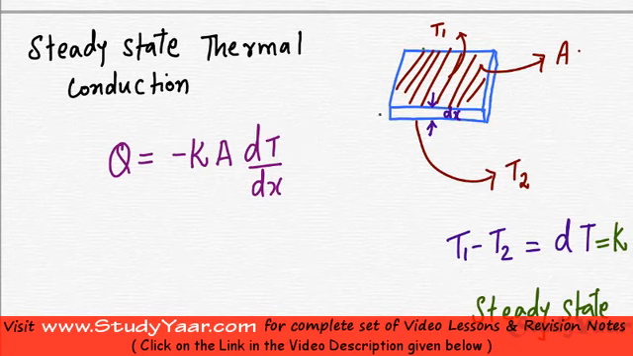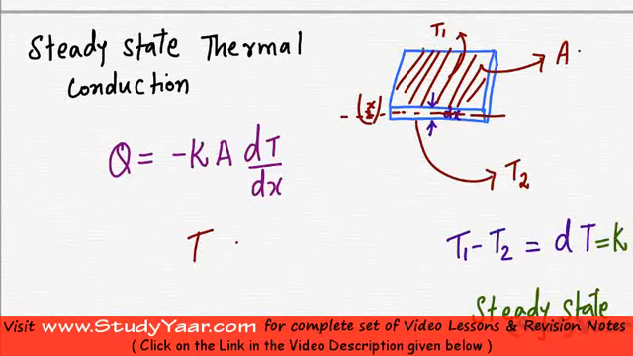So if you want to find out what is the temperature, let's say, at this portion of the slab, at this cross section of the slab, which is, let's say, at a distance of x by 2, then you can find the formula by solving this differential equation, which is going to give you a function between temperature and distance.